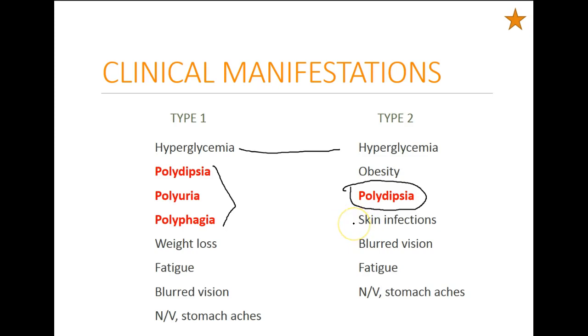Skin infections, again, bacteria love sugar. Blurred vision, I talked about that a little bit in class. That is a result of the excess glucose causing an irritation that makes the inside lenses swell in the eyes, which will lead to blurred vision. Fatigue is similar in both, and also nausea and vomiting and some stomach aches are common in both as well.